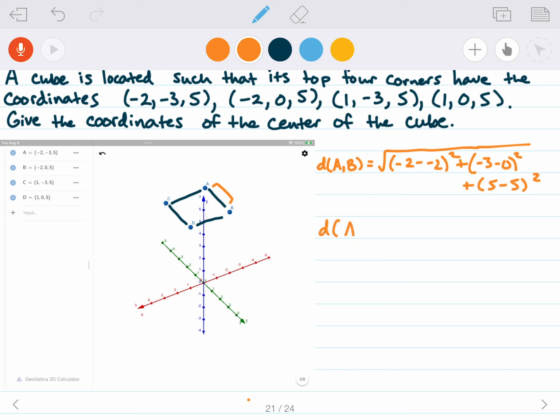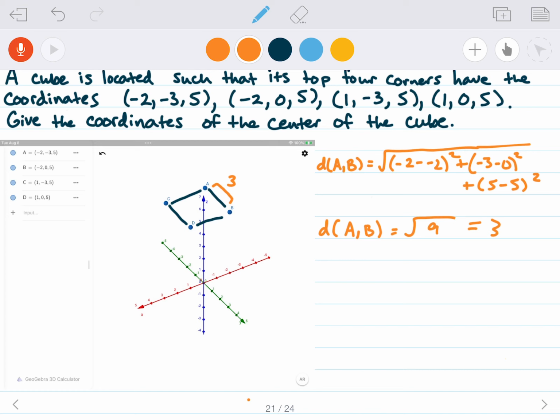Alright, so let's go ahead and simplify under the square root sign. -2 plus 2 is going to give us 0 squared, which is 0. -3 squared is 9, and then 5 minus 5 squared is 0 again. So we just have the square root of 9, which is equal to 3. So the distance between A and B is 3 units, right? That's going to be the total length between A and B.